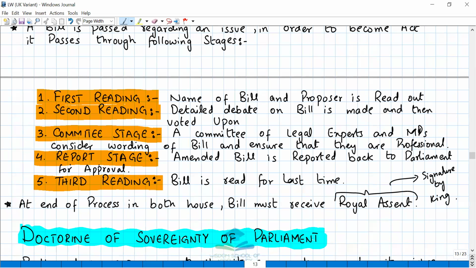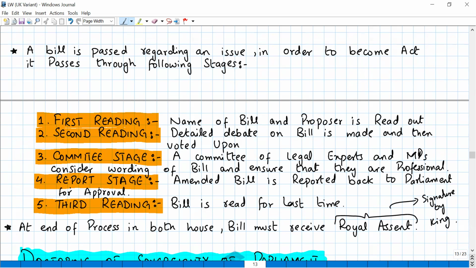At the end of the process in both houses, bills must receive royal assent. Royal assent means signature by the king. When these stages are carried out in both houses, the House of Commons and the House of Lords, then this bill will go to the king of the UK, and he will sign the bill, and now that bill is converted into law. So in this way, a law is created. Any question you want to ask?